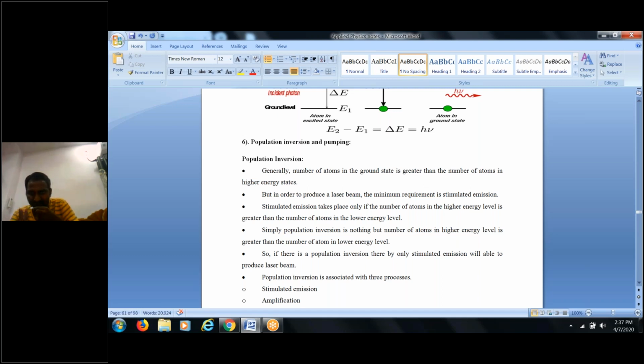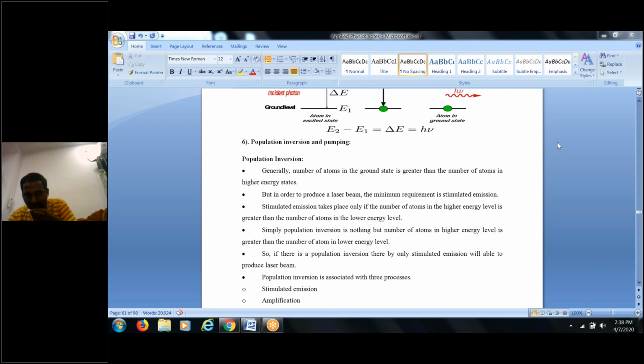Here we have a system of 2 energy levels: one is the ground state and the second is the higher energy level. The ground state has less energy and the higher energy level has more energy. Under normal circumstances, the majority of the electrons are present at the ground state, so the number of electrons in the ground state is more than the number at the higher energy level. If we indicate the number of electrons at the ground state with N1 and at the higher energy level with N2, the condition for population is N1 greater than N2.